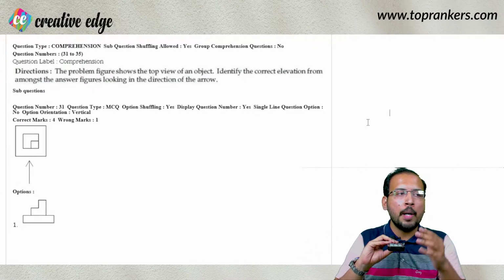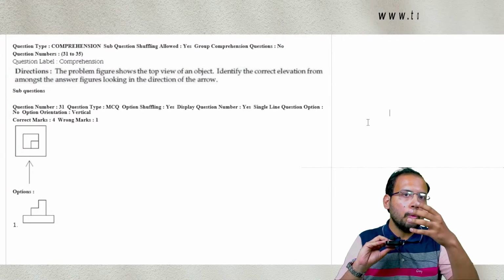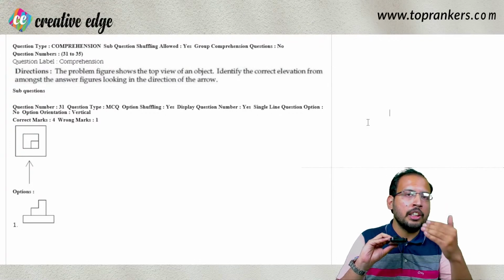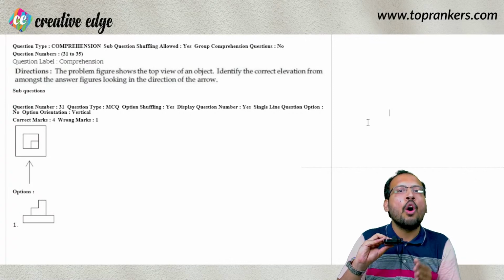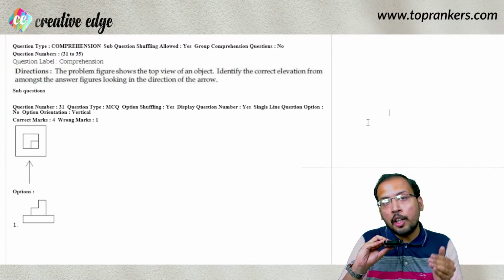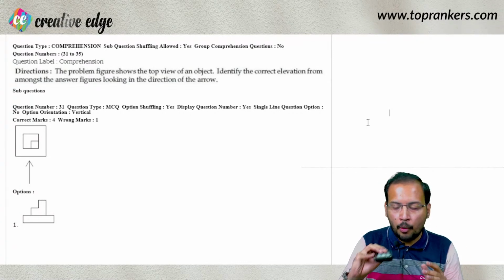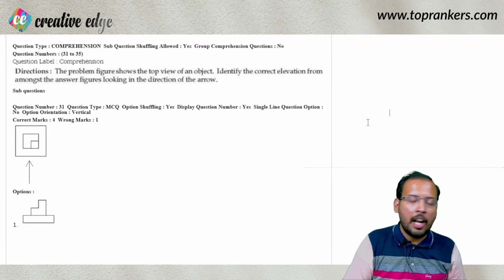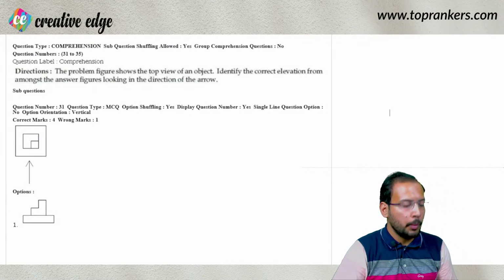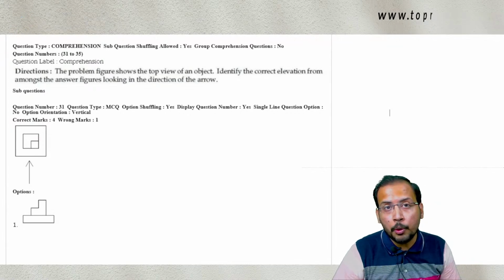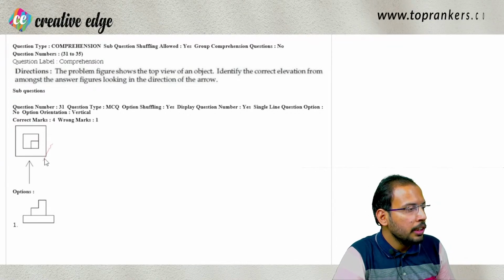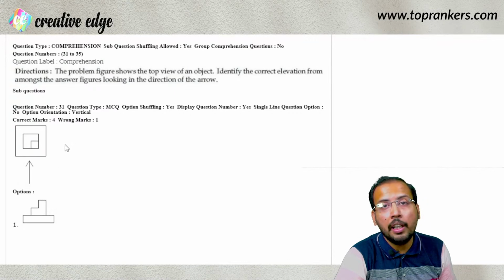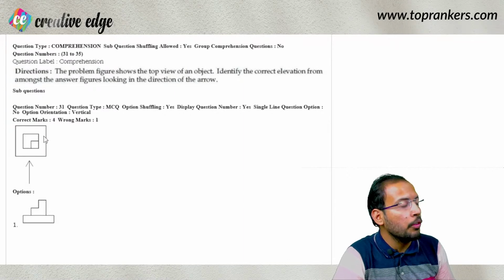I have to predict how the rest of the views, that is the bottom view and the side view of that figure, will be. Am I clear to all of you? So let us try to solve how we will be doing this question. For attempting such type of question, you need imagination of how an object will look when you are figuring out the elevation.